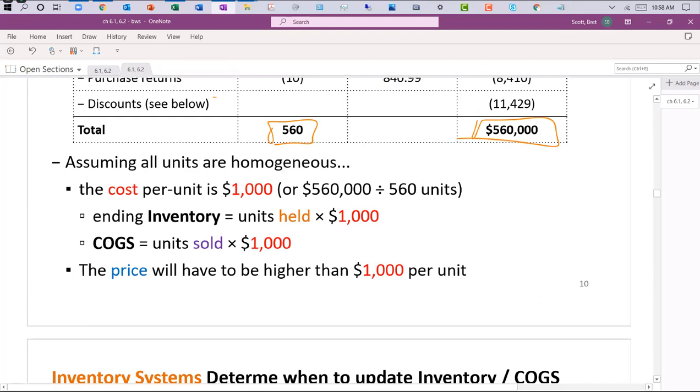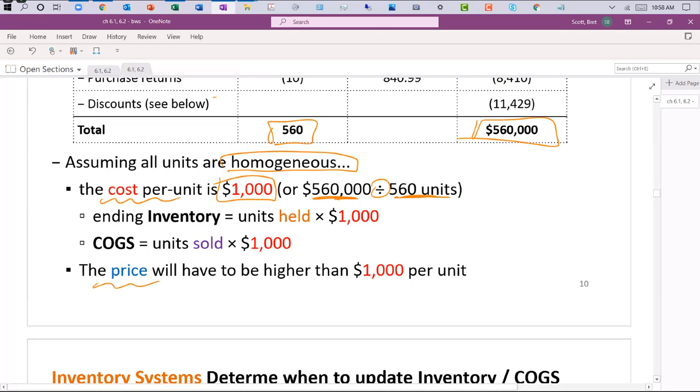So now that we have these goods and we're all cleared with everybody that we owe money to, assume that all the goods, all the phones that we got, were homogeneous. We can just take the $560,000 and divide it by 560 units to determine the cost per unit. Now, the cost per unit is pretty key because that's going to help us from a marketing standpoint determine how much we want to charge our customers for these phones.